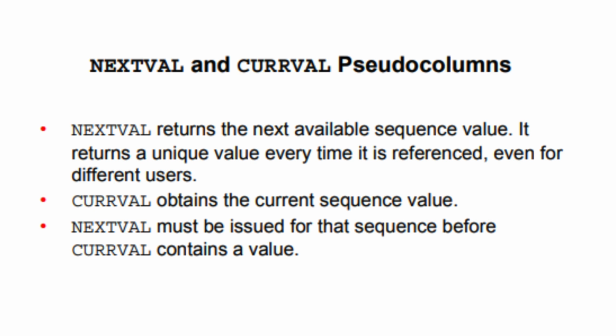The CURRVAL pseudocolumn is used to refer to a sequence number that the current user has just generated. However, NEXTVAL must be used to generate a sequence number in the current user's session before CURRVAL can be referenced. You must qualify CURRVAL with the sequence name. When you reference sequence.CURRVAL, the last value returned to that user's process is displayed.